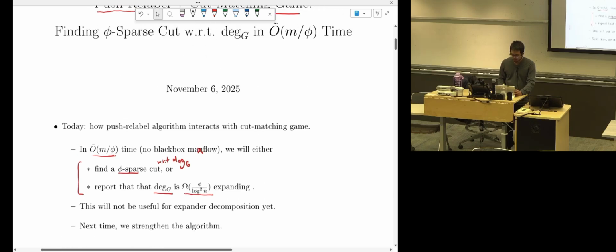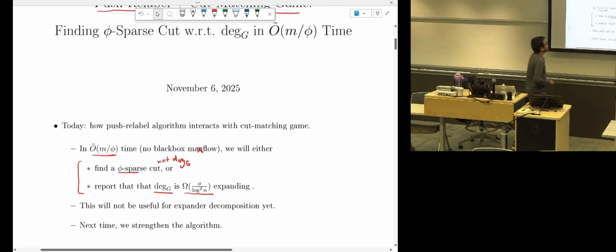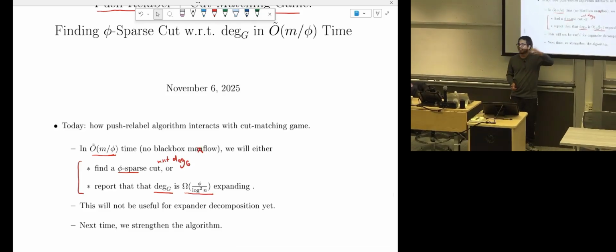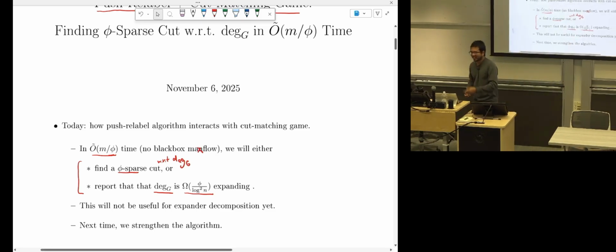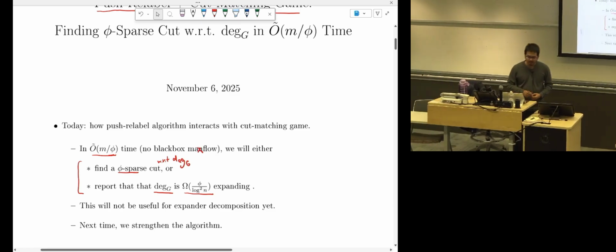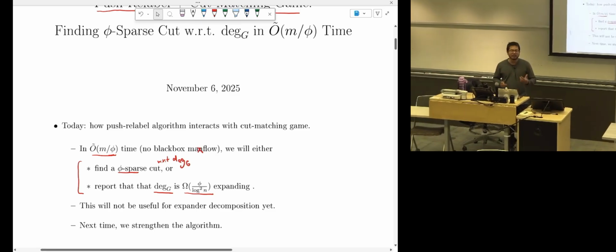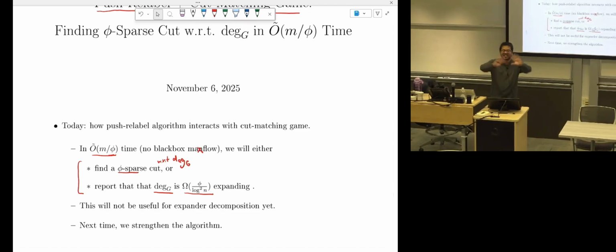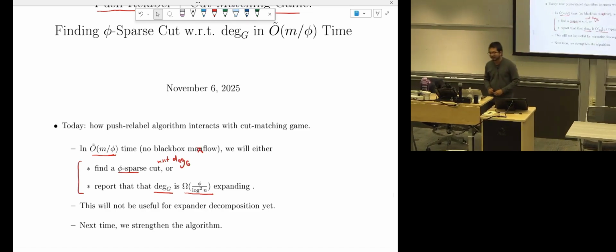Why is it not useful for expander decomposition? Well, you can use it to find just one sparse cut, but you might need to find many sparse cuts. It's useful in the sense that you can use it many times, but if you want nonlinear time expander decomposition, it's not enough. The one that is enough is the one where you find a balanced sparse cut, or say that it's not balanced and then the rest is already expanding.